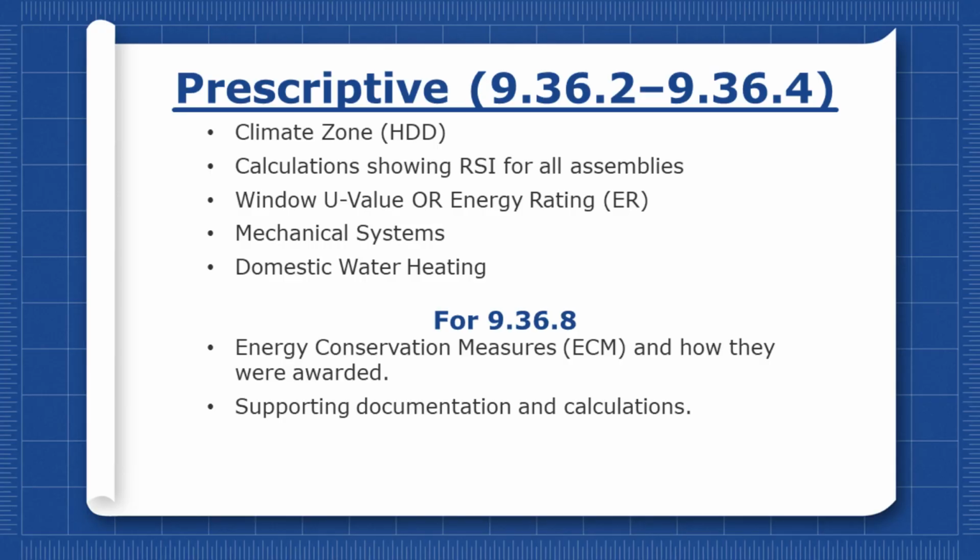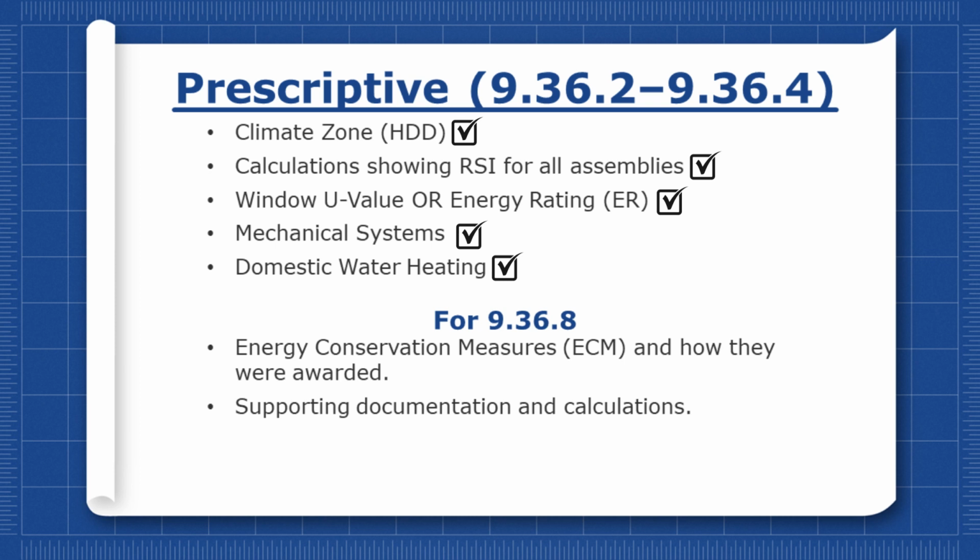So we've chosen our path. Now, what do we need to show our authority having jurisdiction that we've met the full compliance? When we're submitting for our prescriptive compliance, we're going to show the climate zone that the house is going to be built in, all the calculations showing the effective RSI values, all the different assemblies within the home, the window U values or energy ratings showing they meet compliance according to those charts, our mechanical efficiencies, as well as our domestic hot water efficiencies showing compliance according to the charts in 936.